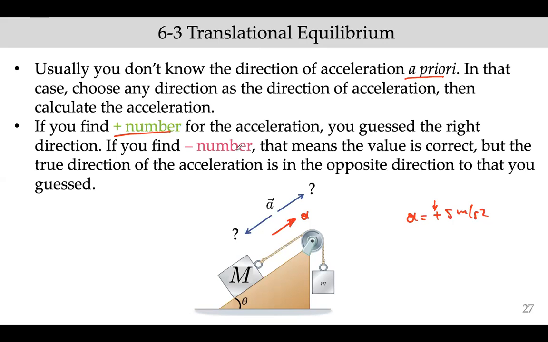So if you find a negative number, that means the value is correct, but the true direction of the acceleration is opposite to the one you guessed. So let's say you chose this direction and then you calculated -5 meters per second squared. In that case, you should understand from this negative sign that even though you chose this direction and made the calculations according to this direction of acceleration, the correct direction of the acceleration is down. So this negative sign means this is actually going down.